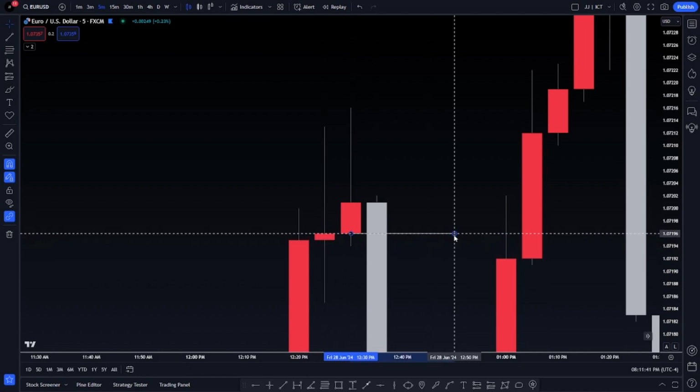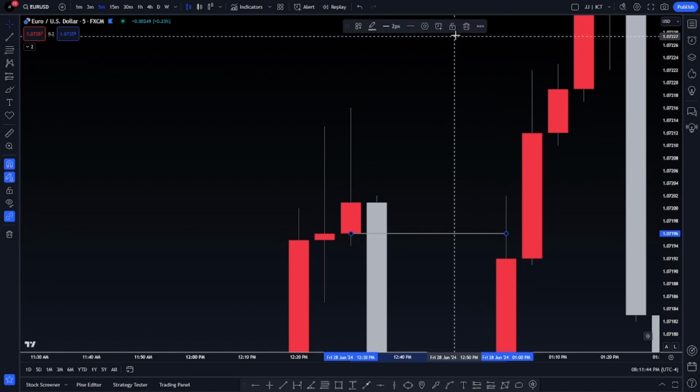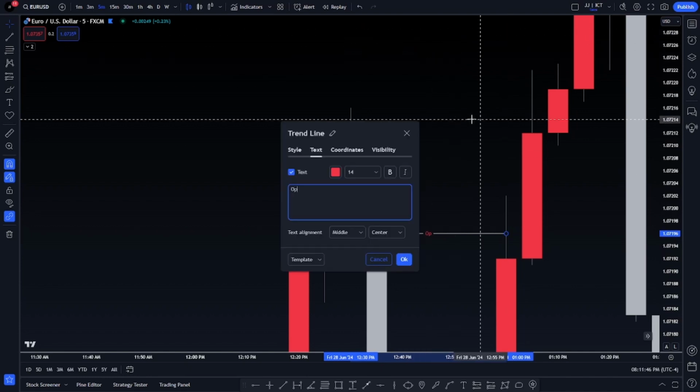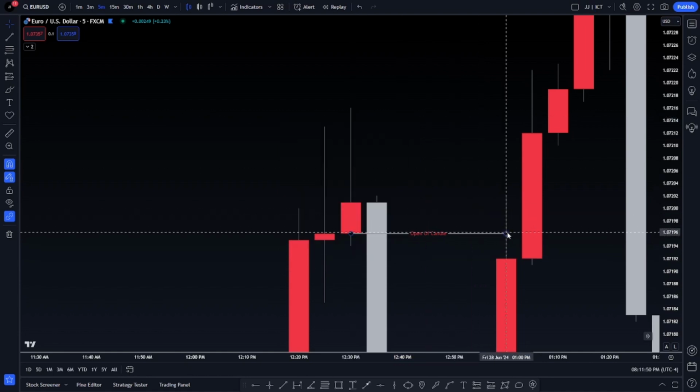So this would be the what? This will be the open of the candle. Open of the candle. So that's that there, correct?